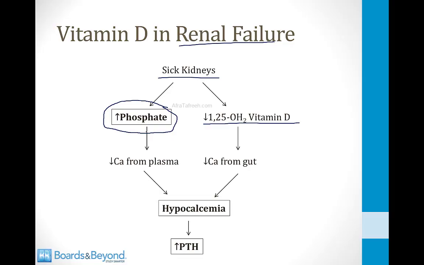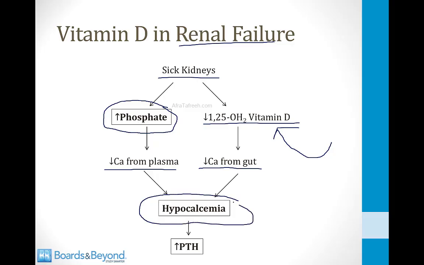High levels of phosphate in the plasma lead to low calcium in the plasma because phosphate can bind calcium. In addition, because you have low levels of the active form of vitamin D, you decrease the amount of calcium absorbed from the gut. Both of these processes lead to hypocalcemia, and the hypocalcemia stimulates the parathyroid gland, and that leads to elevated levels of PTH. And all of these are classic findings in patients who have renal failure.